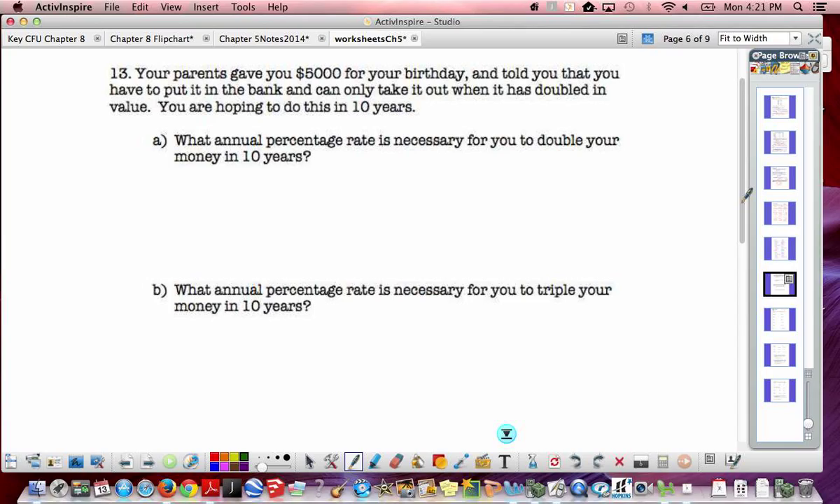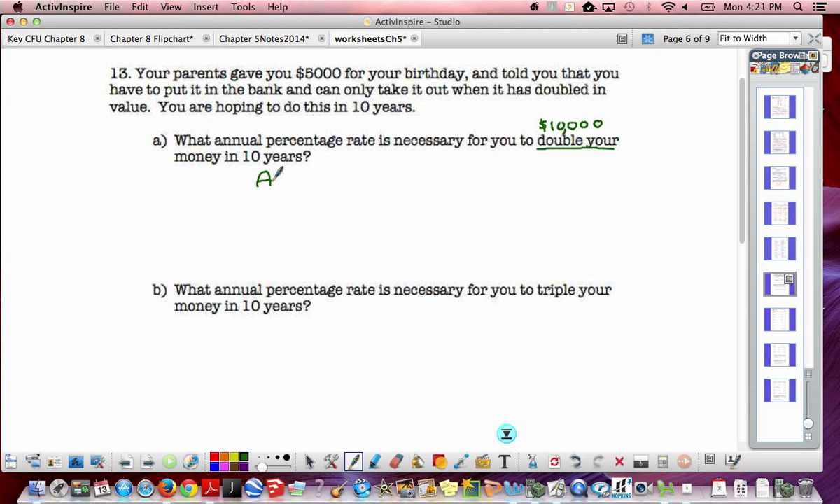So you read number 13, it says your parents gave you $5,000 for your birthday. Wow, what a birthday present. And told you, however, that you had to put it in the bank and can only take it out when it has doubled in value. You're hoping to do this in 10 years. What annual percentage rate is necessary for you to double your money in 10 years? So 5,000 doubles, that means it's going to be now worth $10,000.